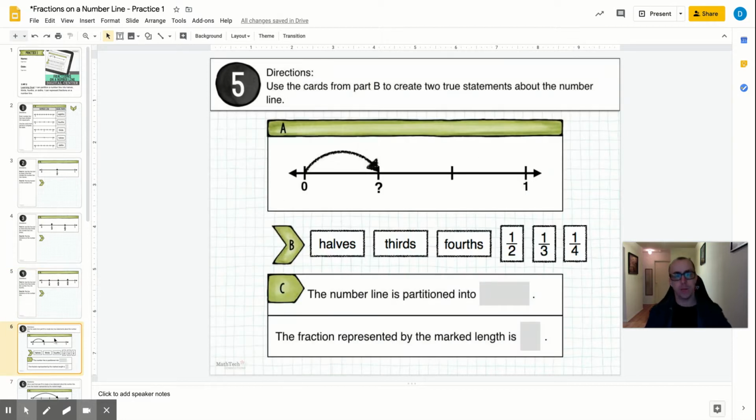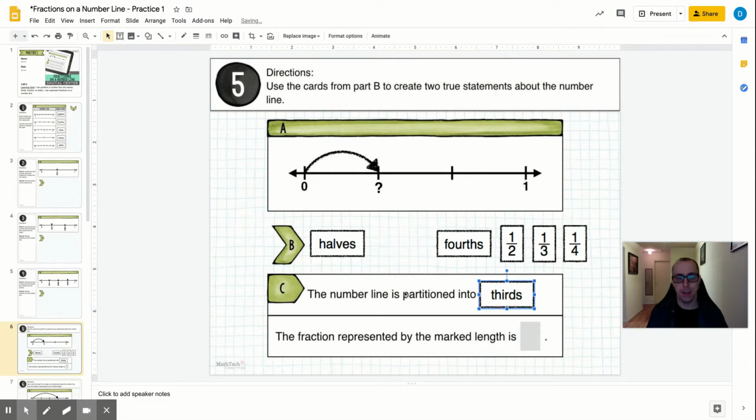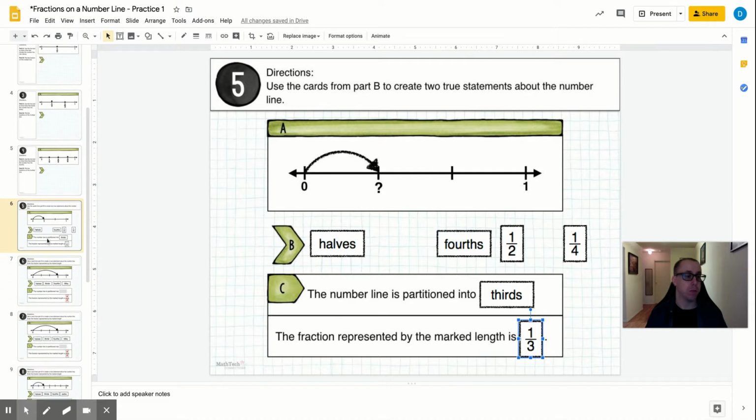Okay, now we're going to use the cards from part B to create two true statements. First, we want to see, is the number line partitioned into halves, thirds, or fourths? To find that, we have to count between 0 and 1. 1, 2, 3. So this is divided into thirds. And then it is 1 jump along. So that's 1 out of the 3, 1/3. And 1/3 is the unit fraction that represents thirds.